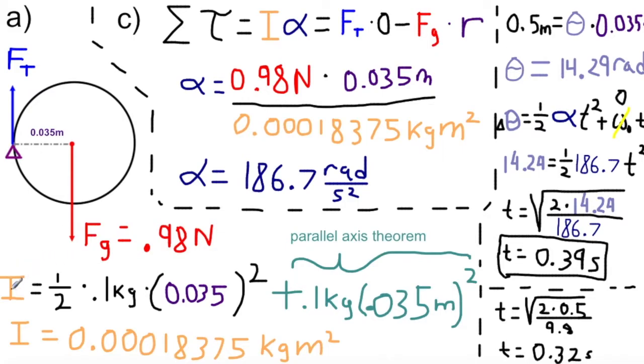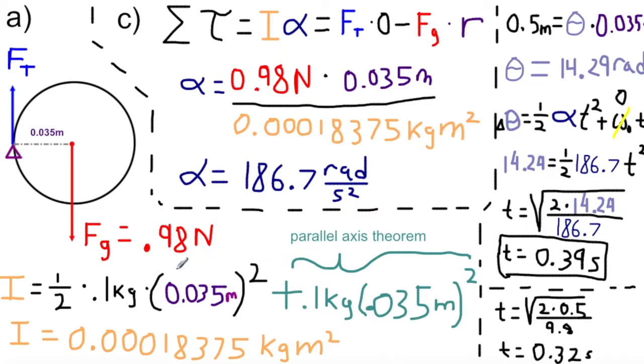So I is in this peachy color, and I equals, for a flat disk rotating about its central axis, the moment of inertia is 1/2 mass times radius squared. So 1/2 times a mass of 0.1 kilograms times a radius of 0.035 meters, and that whole quantity is squared. That would give us the moment of inertia about its central axis right here. But our pivot point is over here, so we need to use the parallel axis theorem.